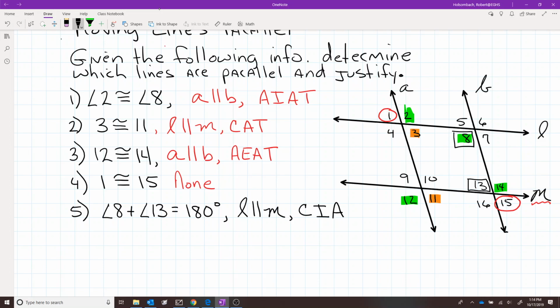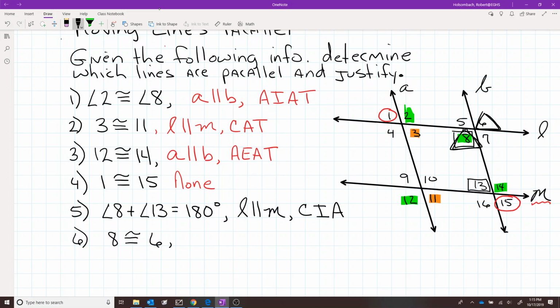Alright, and the last piece of information in this example: angle 8 is congruent to angle 6. So here we have angle 8 again, and here's angle 6. Hopefully we recognize that those are vertical angles. Vertical angles are congruent to each other.